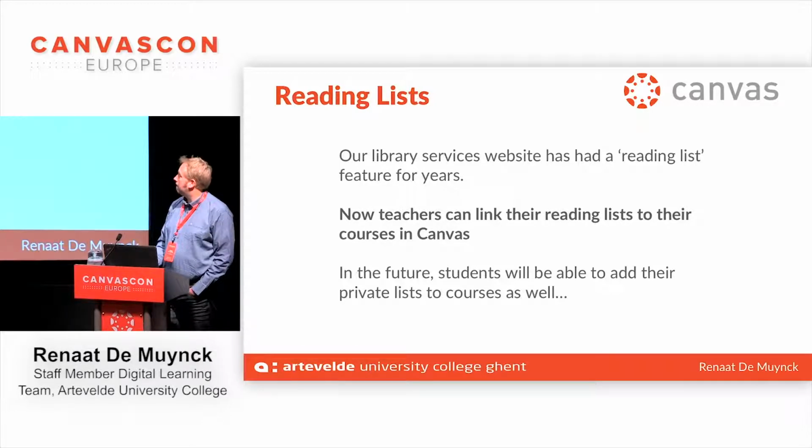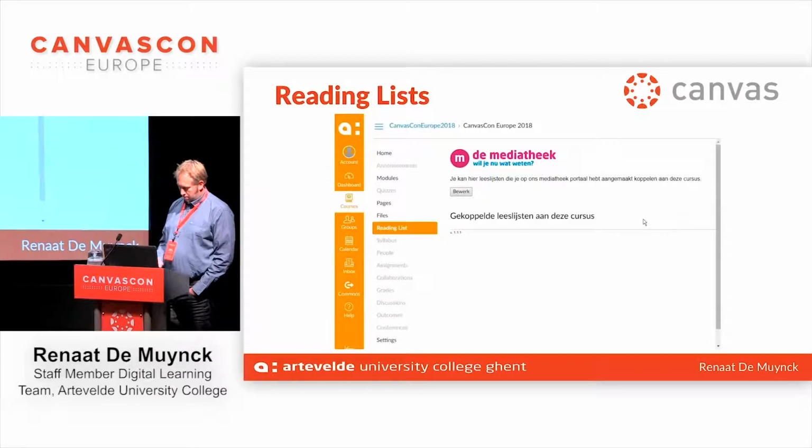And later on, that's not finished, but students will be able to add their own private lists to the course as well. So next is a small video demonstration of how it's done. This is the tool inside the course. You can see the reading list button, and on the right side you can see there are no reading lists inside the course.